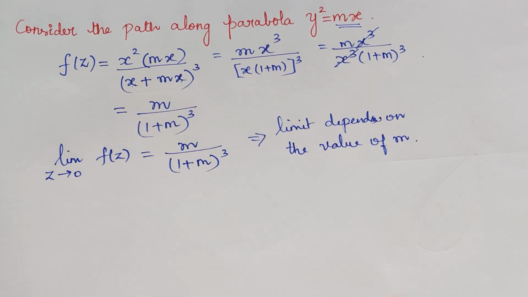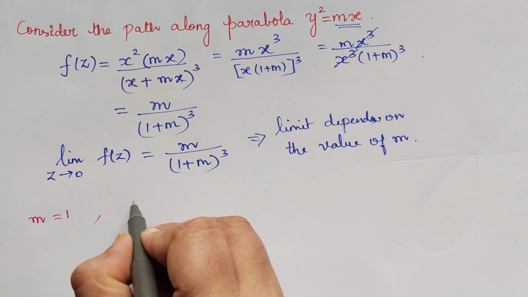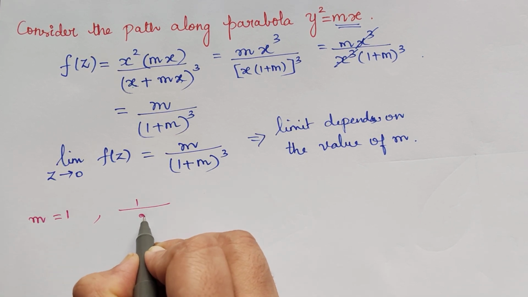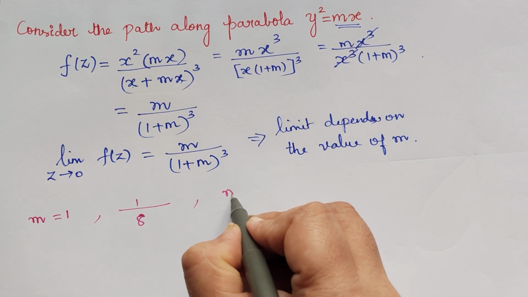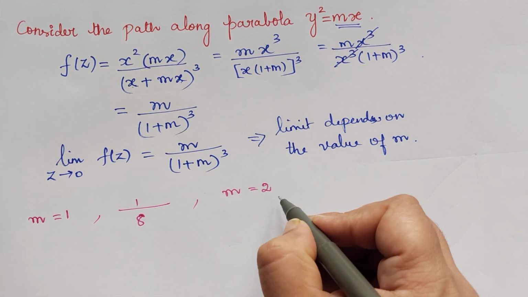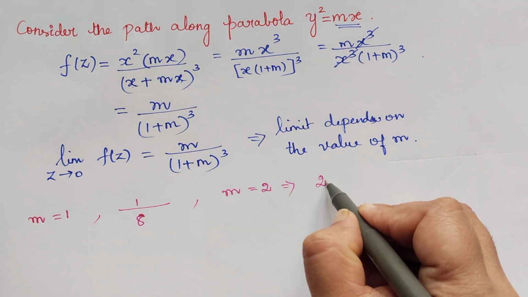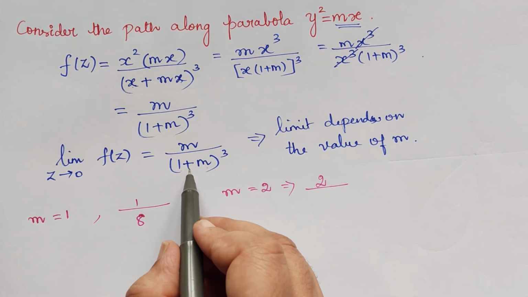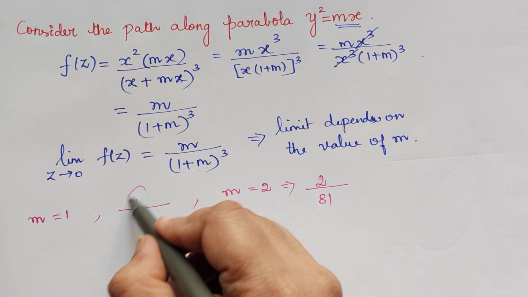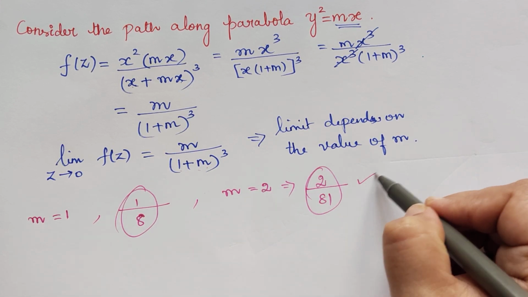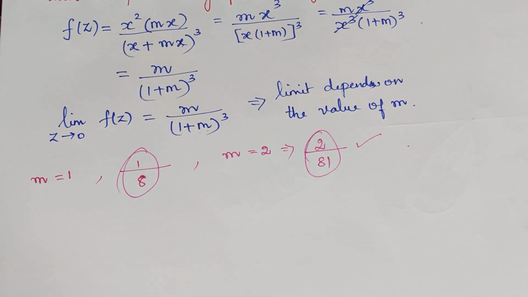So as the value of m changes, that is when m is equal to 1, this will be 1 divided by 2 cube, which is 8. And when the value of m is equal to 2, what do you get? The limit you get as 2 divided by (1 plus 2), which is 3. 3 cube is 27. And we see that the limits are different. They are not same. So which means that the limits are not unique.